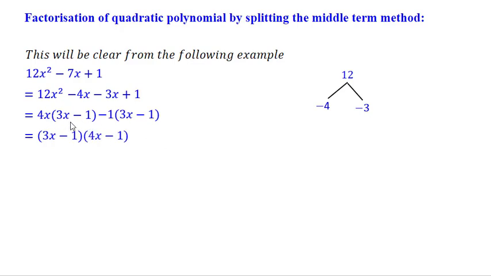So again I will take this 3x minus 1 as common, and I get 3x minus 1 into 4x minus 1. How is this 4x minus 1 coming? 4x is remaining in this part and minus 1 is remaining in this part. So in the other part I have 4x minus 1. This is how we are factorizing the quadratic polynomial by splitting the middle term method. Now we are going to see the problems based on factorization of quadratic polynomial by splitting the middle term method in the next lecture. Thank you for now.